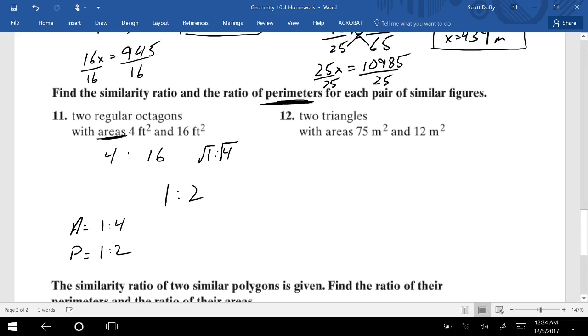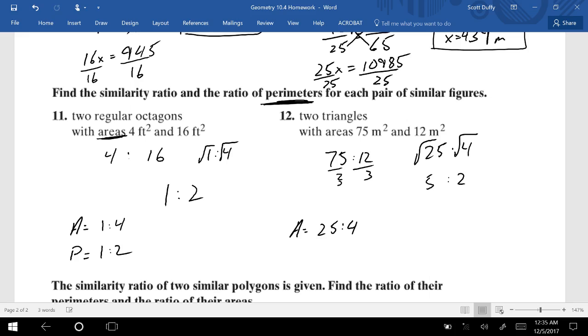Doing the same thing over here. Two triangles with areas of 75 and 12. Now I have 75 to 12. Both of these numbers are divisible by 3, so I'm going to do that. Both of these divide by 3. 75 divided by 3 is 25. And 12 divided by 3 is 4. I can't simplify this any further. So that will be the ratio of the areas. I'll just write that down right away. 25 to 4. And then to find the perimeters, square root both of those. 5 and 2.